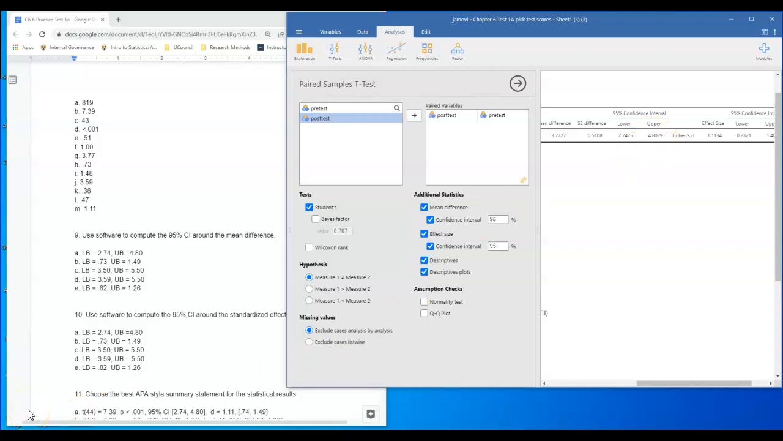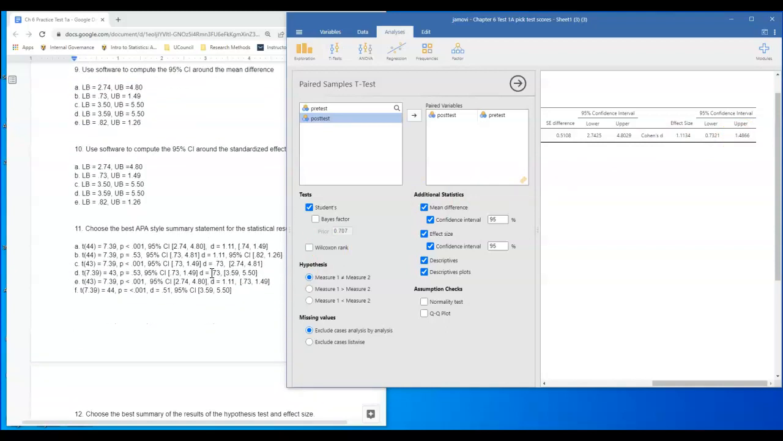All right, next we need the 95% confidence interval around the standardized effect size D. And so that's also provided in our output. Our lower bound is 0.73 with an upper bound of 1.49. So the confidence interval tells us that we're 95% sure that the true effect size is somewhere between 0.73 and 1.49, which means it's somewhere between large and really, really large is our best estimate there.